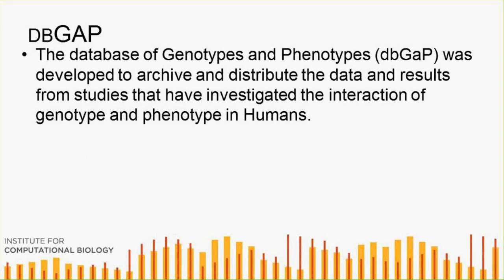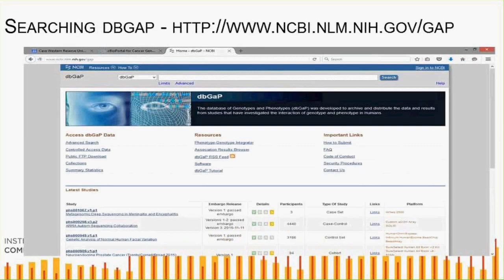So dbGaP is the database of genotypes and phenotypes, and it was developed to be sort of a repository for studies that started with genome-wide association studies, okay? But they now have studies of all kinds of diseases, like every disease you could ever imagine, with sequencing data, with microarray data, with genome-wide association, so DNA-based, RNA-based, protein-based, all kinds of stuff there. And it's fairly straightforward to use. So this is what the interface looks like online, okay?